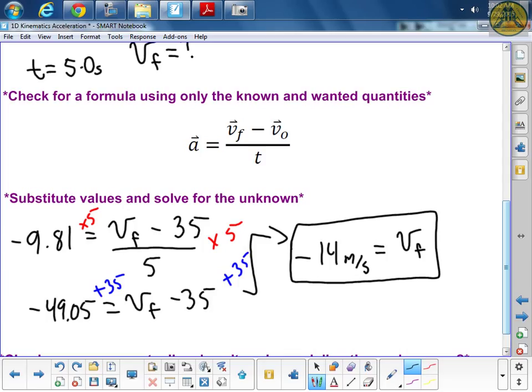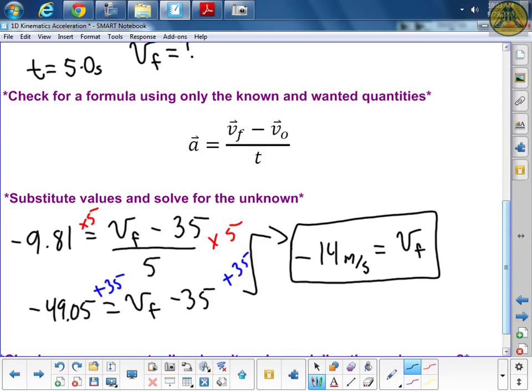Were there other questions? We'll go through this again real quick. The negative 14 makes sense. What direction is this object moving after 5 seconds? Down. It's initially thrown up, right? Initially thrown up, it was going 35 meters per second. Every second, gravity takes away 10. So approximately how long for it to come to a stop?